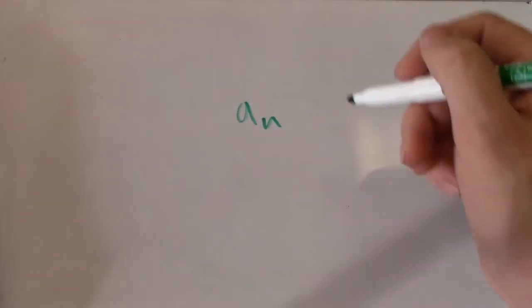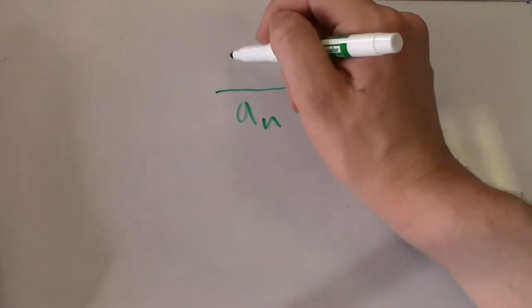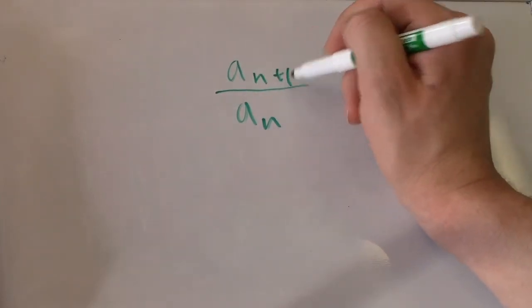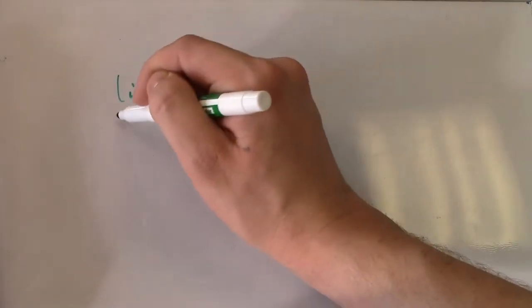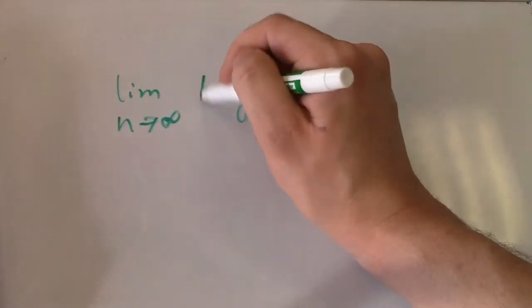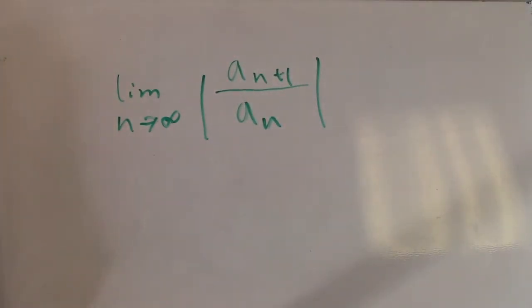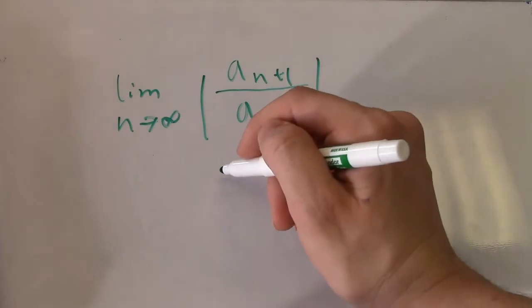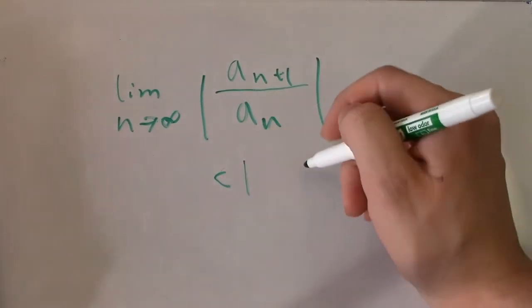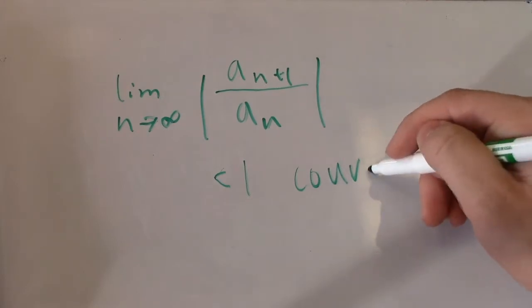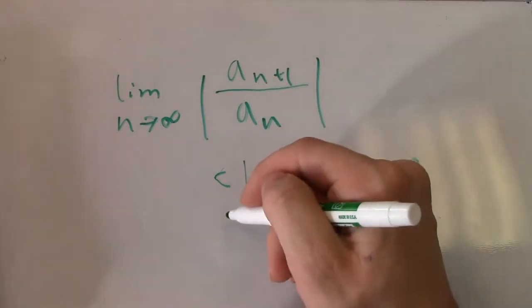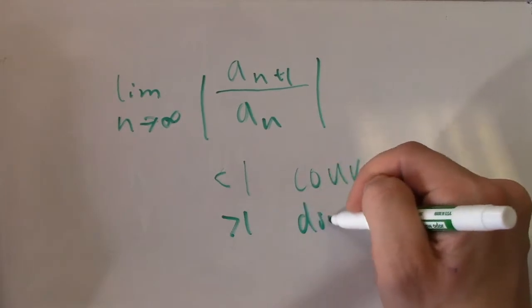Now, for the ratio test, we take some nth term, which we write as a sub n, and that is under the following term, or the n plus first term, which we write as a sub n plus 1. Next, we take the limit as n approaches infinity of the absolute value of this. So, we find the infinitieth plus 1 term divided by the infinitieth term. Now, if that is less than 1, then our series will converge. However, if it is greater than 1, then our series diverges.